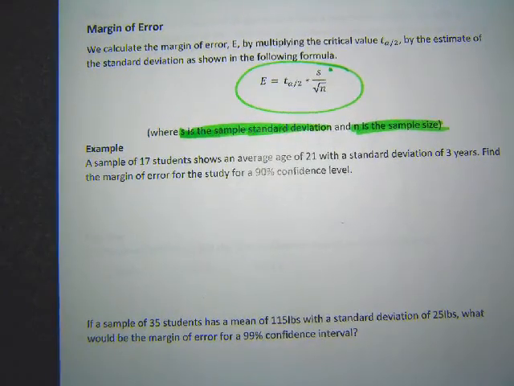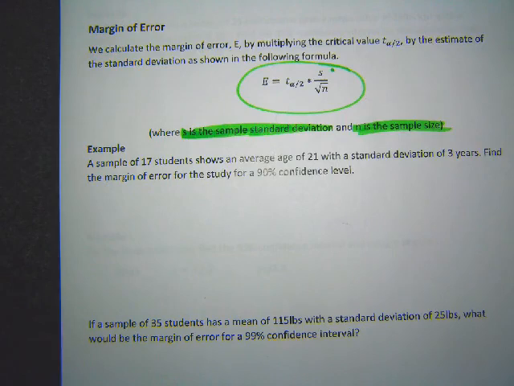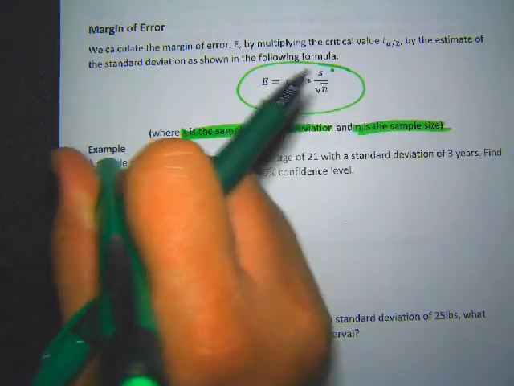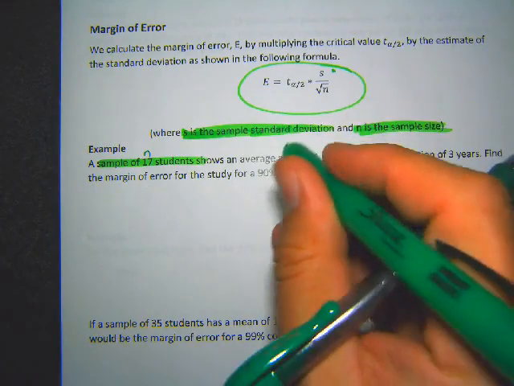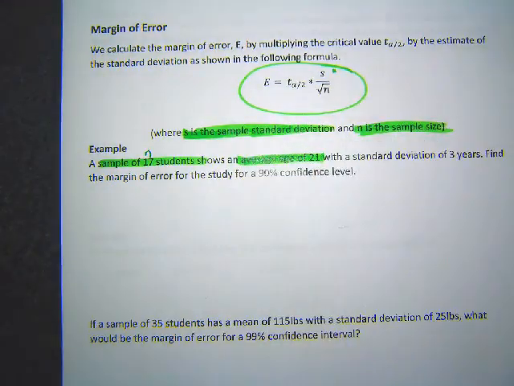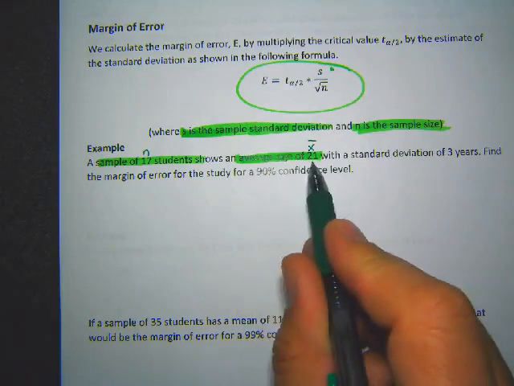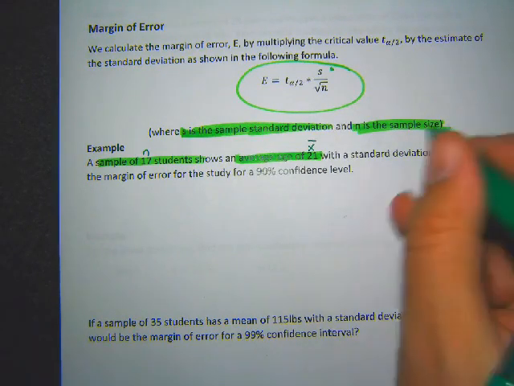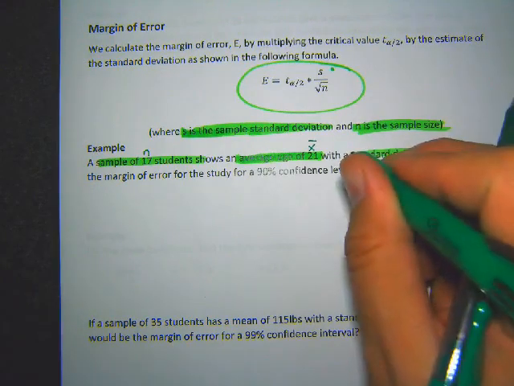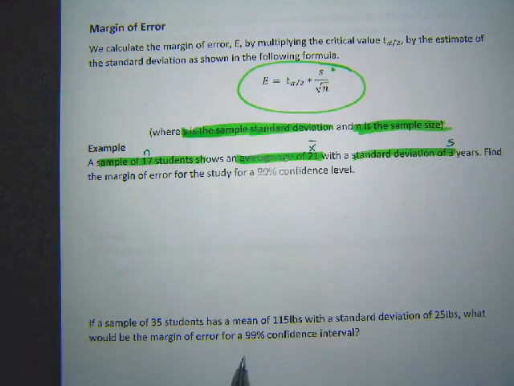We'll go ahead and actually find the critical values and the margin of error, and then work our confidence level here as we go. Okay, so first off, a sample of 17 students. So n is 17. They have an average age of 21. This is the sample mean, the average of your sample. They took a sample, found the average of the sample, and it says 21. It has a standard deviation of 3 years, so 3 is the sample standard deviation. Again, we're working with sample values.